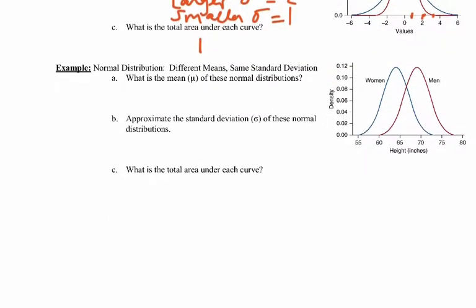The next example, we've got different means, but they have the same standard deviation. So we're comparing, it looks like, men versus women for heights. And so the mean for each of these distributions.